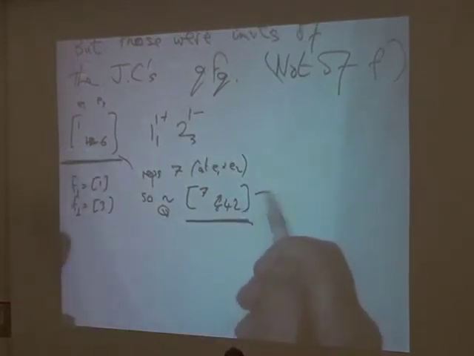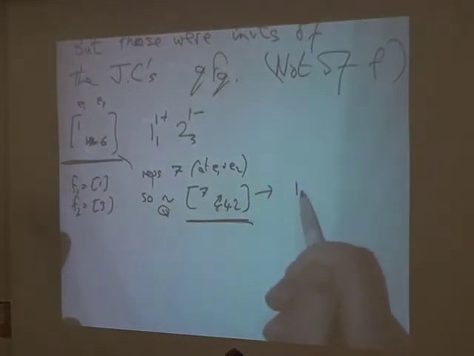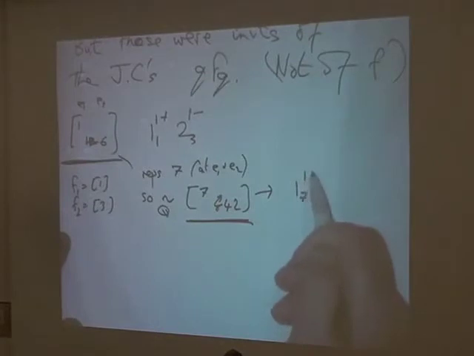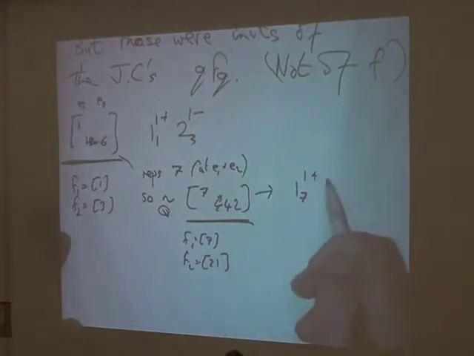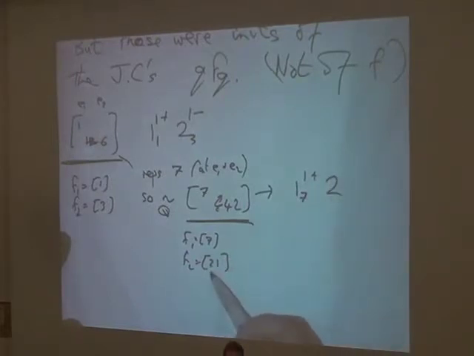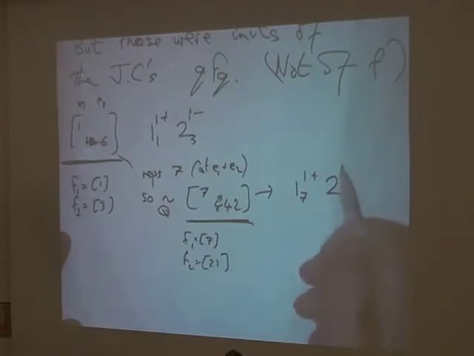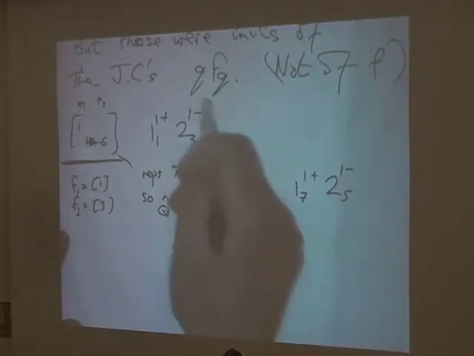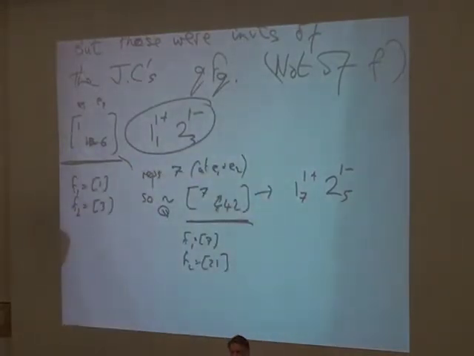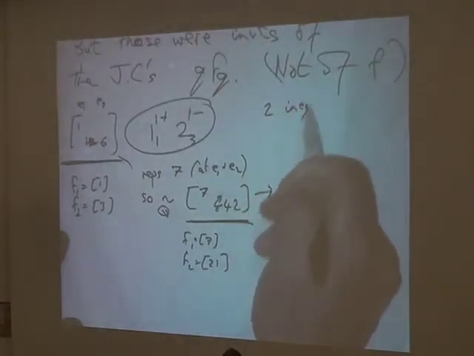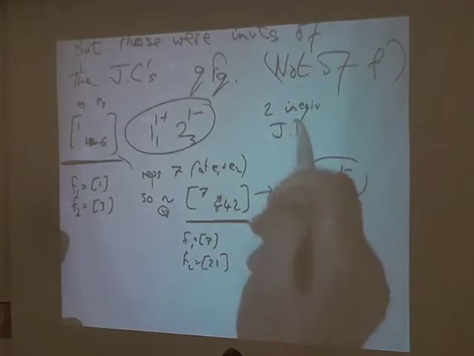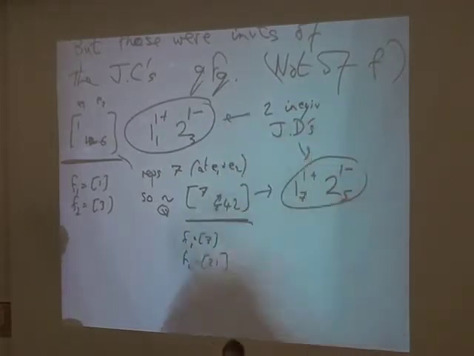And what's the symbol for that? This is 1 sub 7 to the 1 plus. Here f1 is 7 now, and f2 is 3 sevens, 21, mod 8 is 5, to the 1 minus. So there is one Jordan decomposition for this form. Here is another. Two inequivalent Jordan decompositions. Or should we say two equivalent Jordan decompositions?